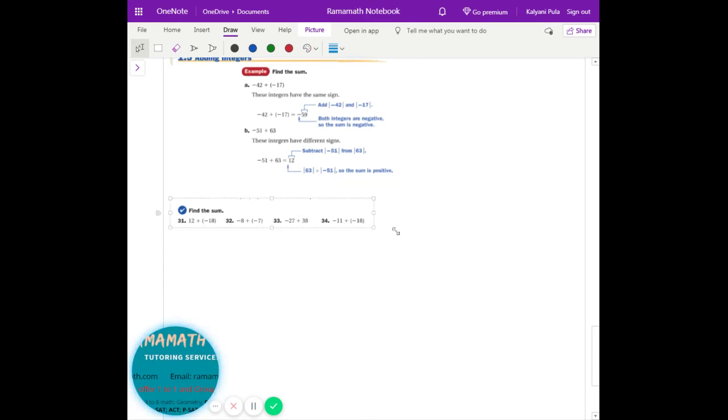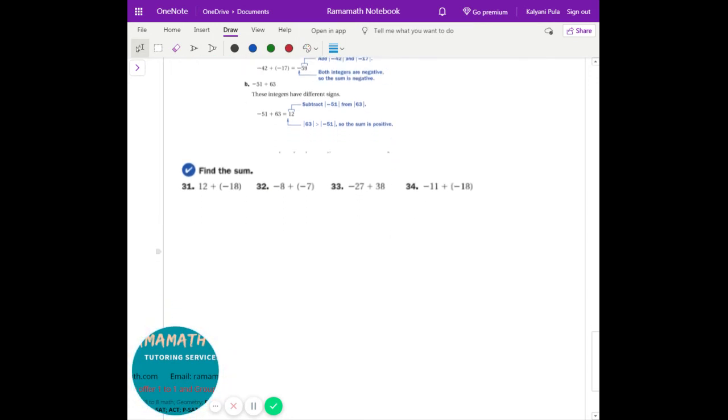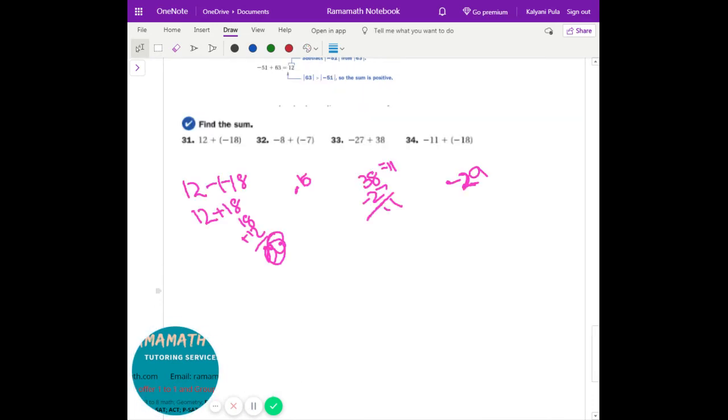Keep it like, when you have the same signs, you add them and keep the sign. And if there are different signs, you subtract them and then keep the sign of the bigger absolute value. Go ahead and try them. All right, so looks good.